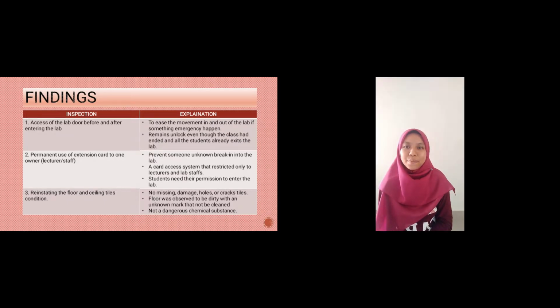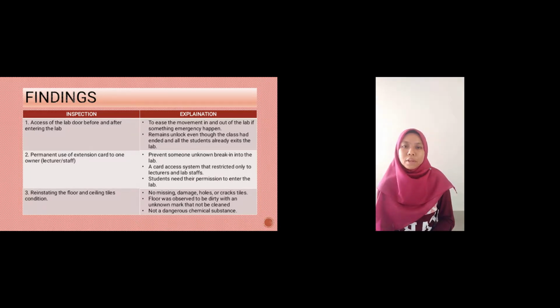For the second inspection is the permanent use of extension card to one owner, which are the first for the lecturer and second for the lab staff. It is to prevent someone unknown from breaking into the lab. A card access system that restricts only to the lecturers and lab staff only. So the students need to get their permission before entering the lab.